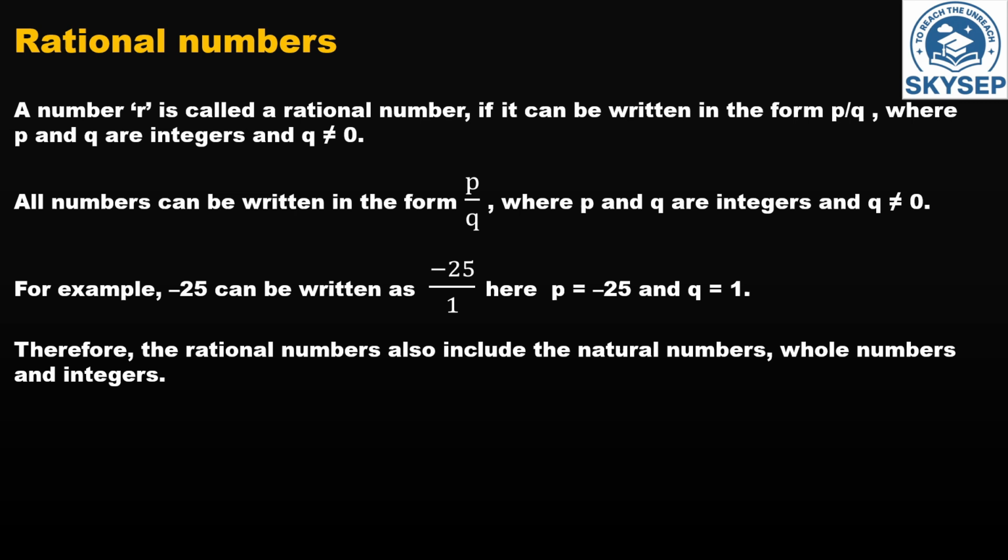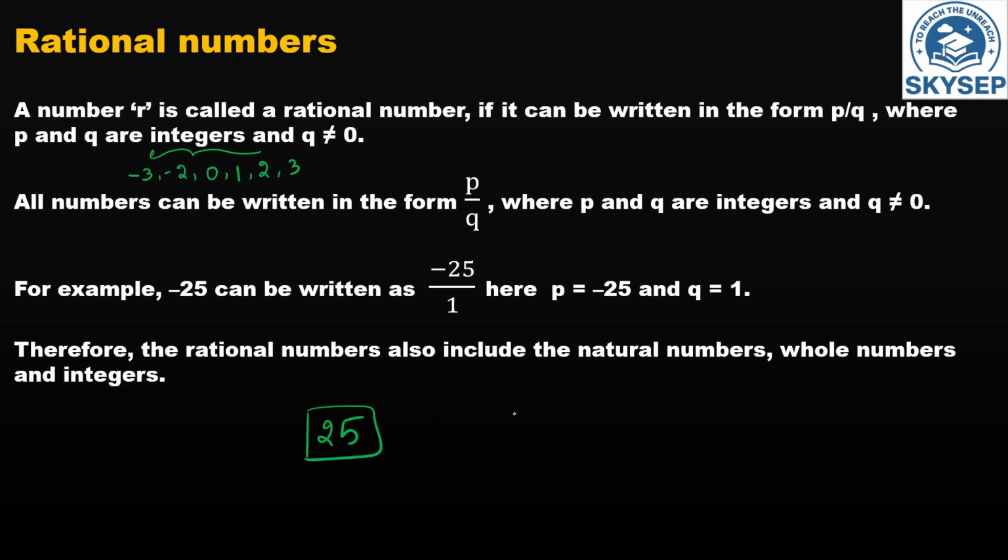Now, see, the actual definition is: a number R is called a rational number if it can be written in the form P by Q, where P and Q are integers and Q is not equal to 0. What do you mean by integers? Integer means collection of both negative and positive numbers, including 0. That means rational numbers already have the integers in their collection. And also whatever number we have written in the number line, all those numbers can be expressed in P by Q format. For example, you have the number 25. So it is in P by Q format.